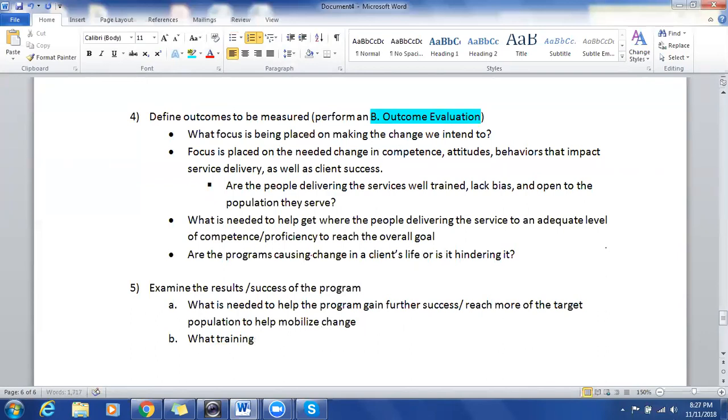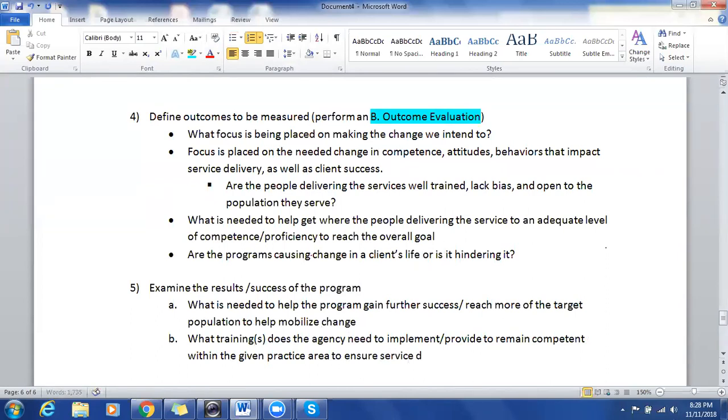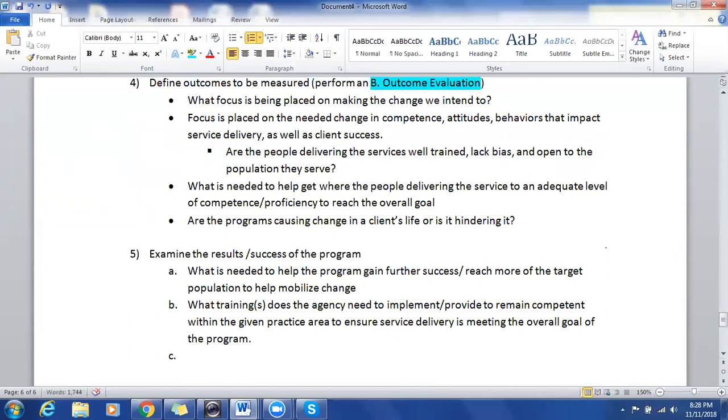What trainings? Well, what training or trainings does the agency need to implement / provide to remain competent within a given practice area to ensure service delivery is meeting the overall goal of the program? And it always leads back to the overall goal, because we want to make sure that we're getting it.